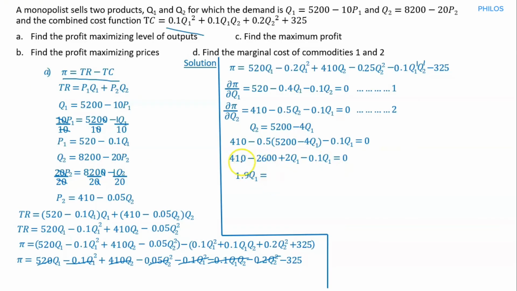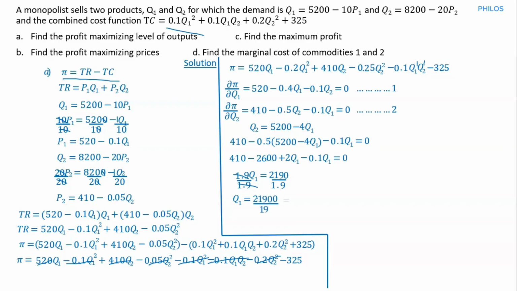Equals 410 minus 2,600, which will give us negative 2,190. Then when we bring it to the other side, it becomes positive 2,190. But we want to find Q1, so we divide both sides by the coefficient of Q1, which is 1.9. So this 1.9 cancels this 1.9, and Q1 is equal to 2190 divided by 1.9. On your calculator, it will give you 21900 over 19 in fraction.